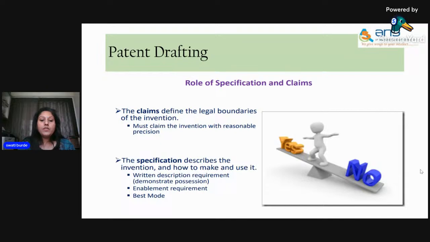In specification, we describe the invention in the best possible manner. We have to provide all the details of the invention, its working, its characterization, the experiments performed, the drawings, with the help of drawings and graphs, and the results obtained, the advantages. So I'll come to it one by one.